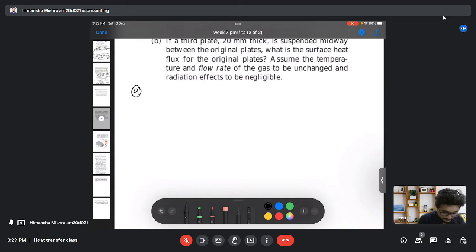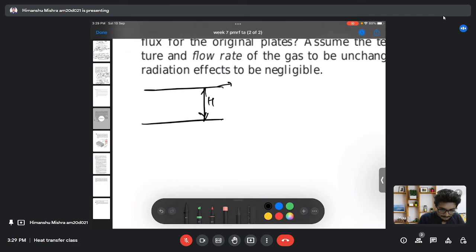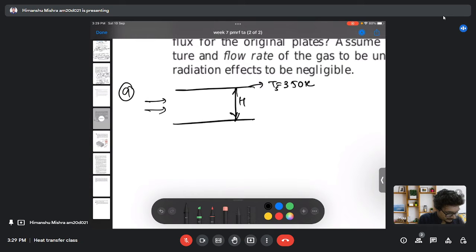So in the first case, we have a channel and we have been given the height. The surface temperature is 350 Kelvin, and there is a flow from the left. The mean velocity and the mean temperature are given. And we need to find the heat flux.